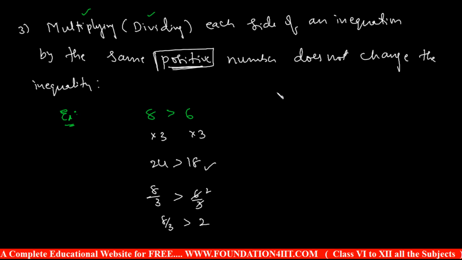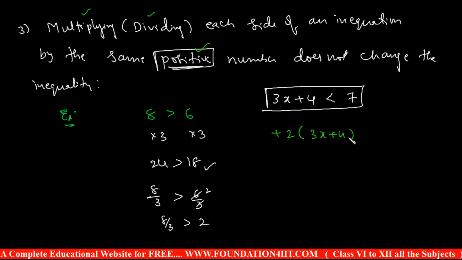And in an inequation, if you take 3x plus 4 is less than 7, by multiplying or dividing by the same positive number, that's important. If I multiply by 2, 3x plus 4 becomes 6x plus 8, and 7 multiplied by 2 is 14. So whatever it is, the same sign will come. If it is only a positive number, it does not change.